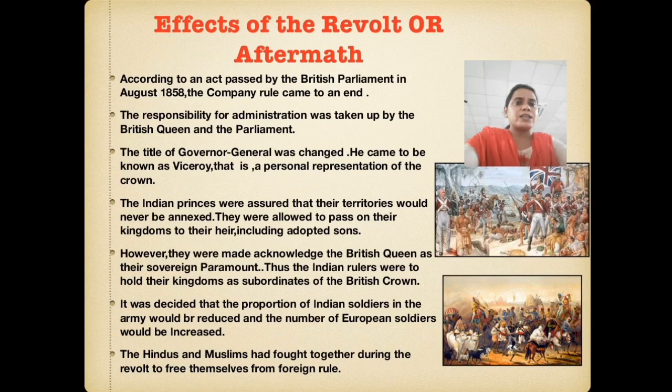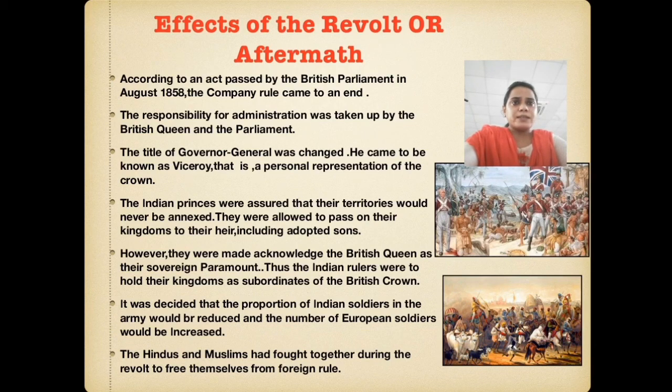The responsibility for administration was taken up by the British Queen and the Parliament. The title of Governor General was changed. He came to be known as Viceroy, that is, a personal representative of the Crown. So Indian administration was taken over by Queen Victoria, which in fact meant the British Parliament. The office of Governor General was replaced by that of Viceroy.